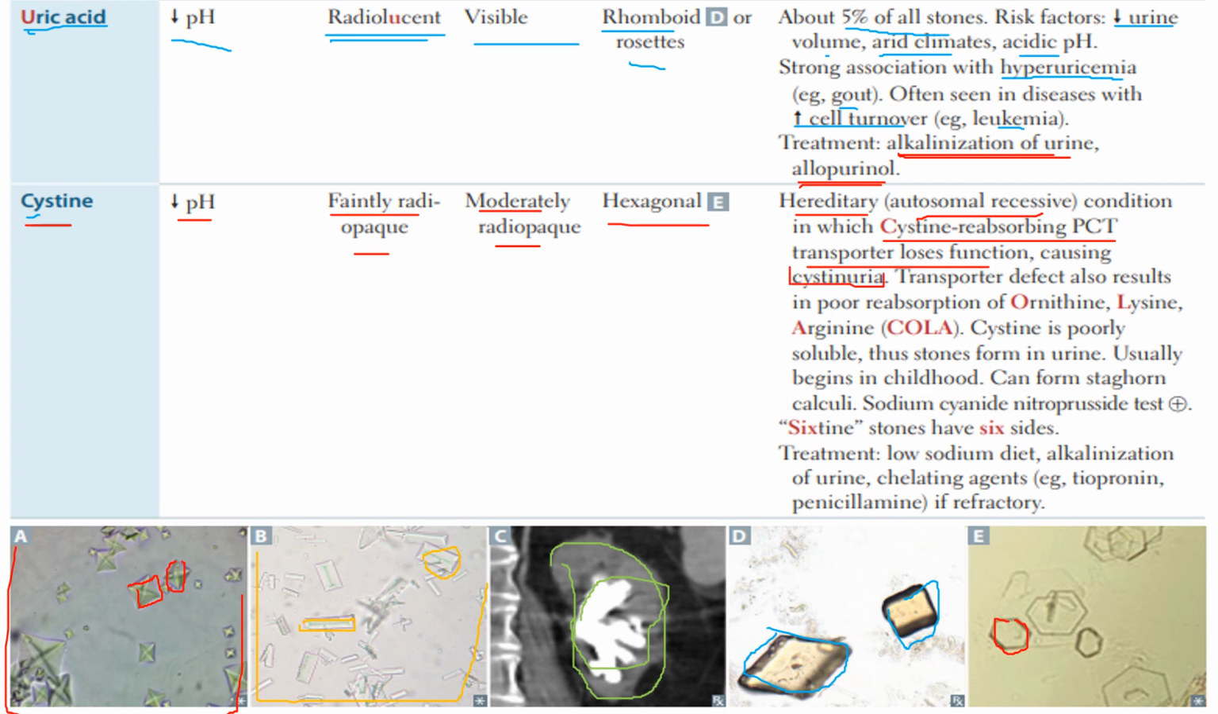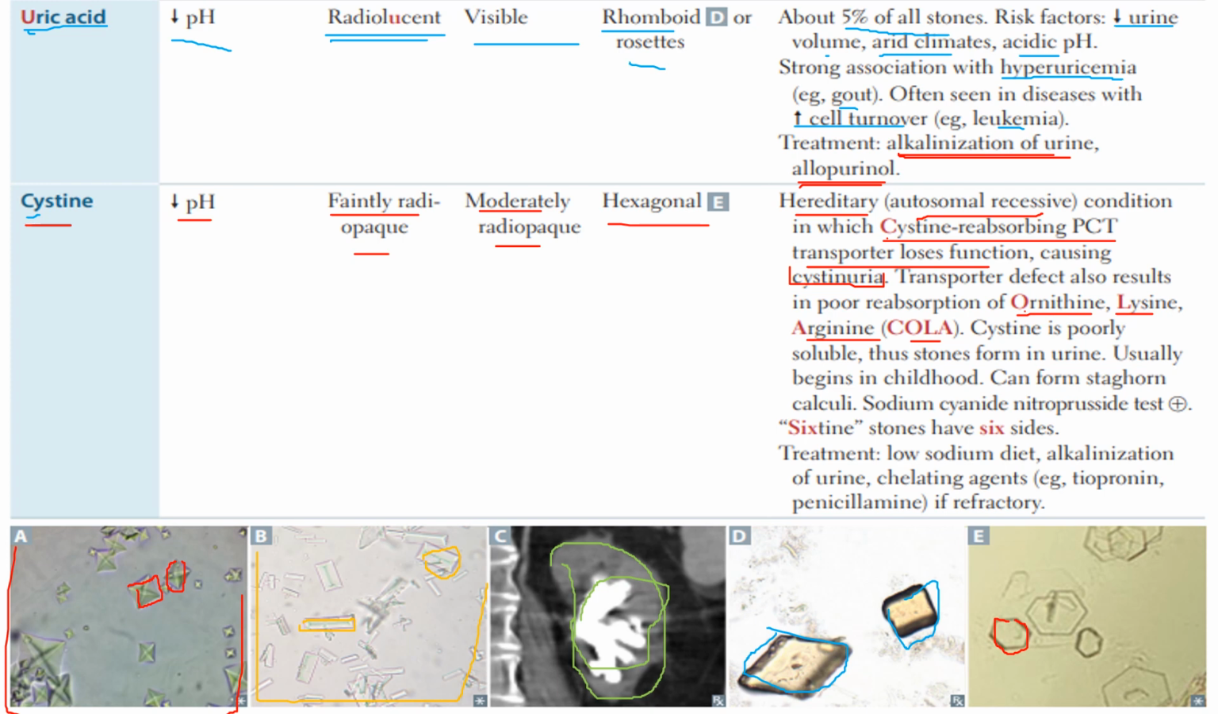Transporter defect also results in poor reabsorption of ornithine, lysine, arginine. So the cystine stones can be caused due to the poor reabsorption of cystine, ornithine, lysine, and arginine. We can remember it by the mnemonic COLA: C for cystine, O for ornithine, L for lysine, and A for arginine. This forms cystine stones.